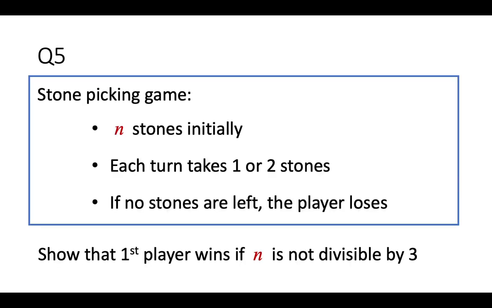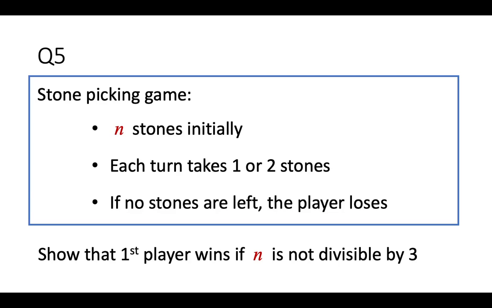Now, question 5 talks about a game. This is a stone picking game. We have n stones initially, and there are two players playing this game. Each turn, a player must take either one stone or two stones. If at a particular turn the player is going to play and no stones are left, then the player loses. We want to show that the first player wins if and only if n is not divisible by 3.